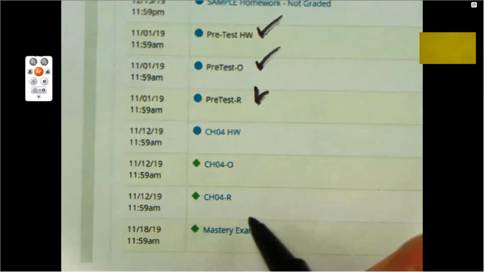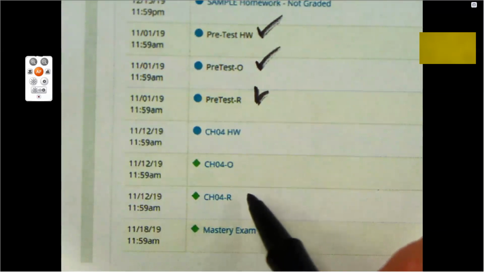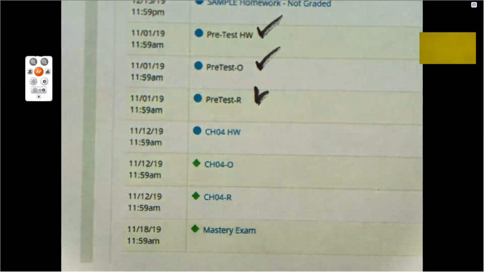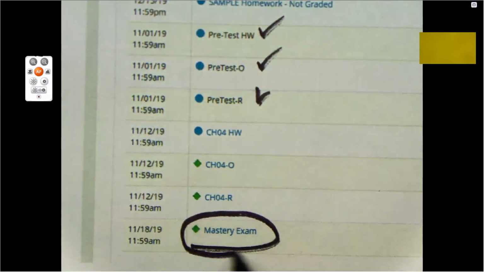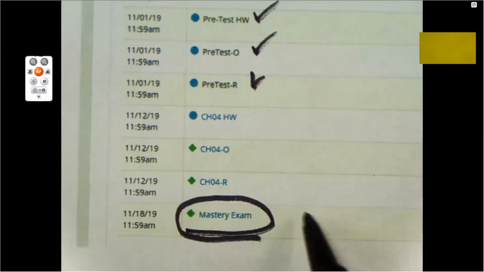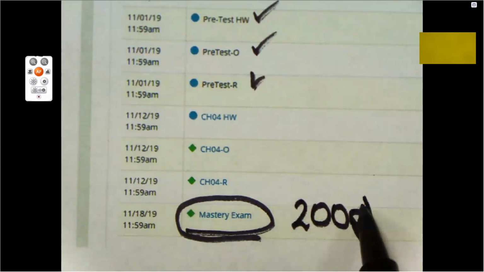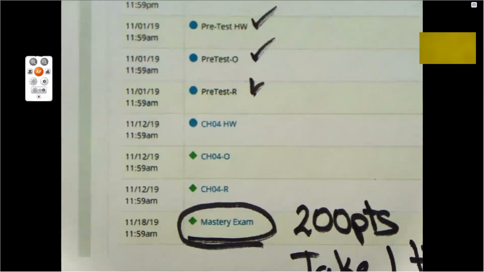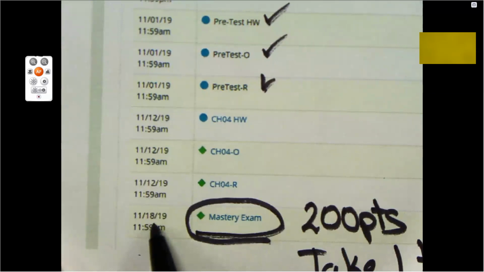Retakes are optional. If you receive less than 85% on the original, you're a candidate to take the retake and bring your score up to a maximum of 85%. It's on your syllabus. The mastery exam, 200 points. Take once. One attempt. Is due on the 18th, 11/18 at noon.